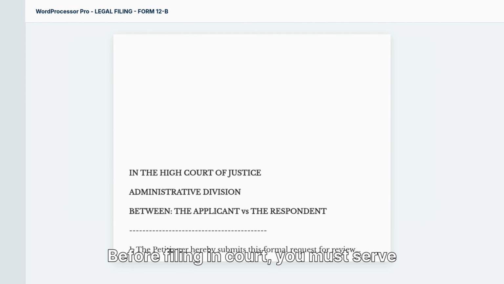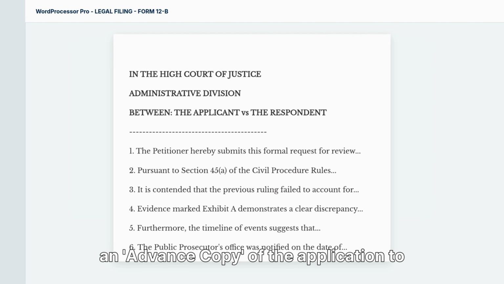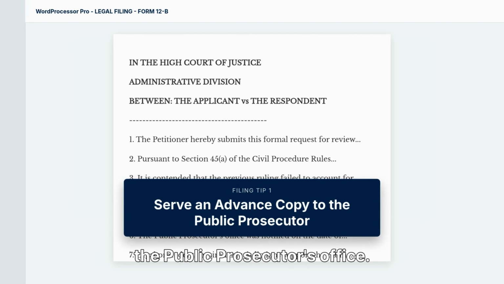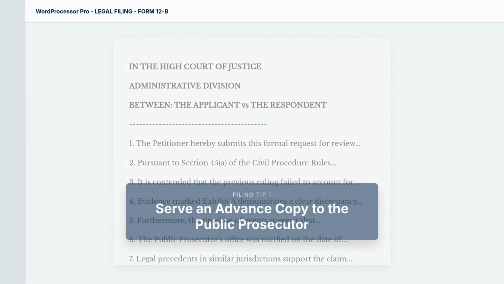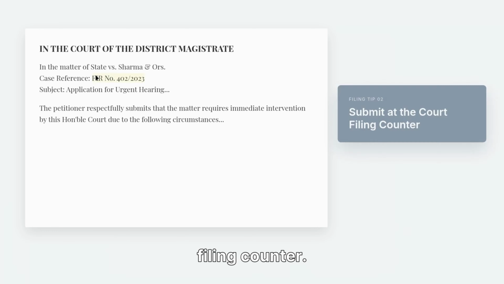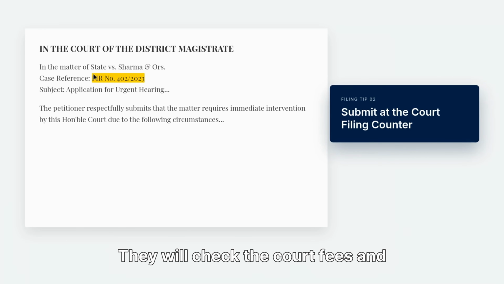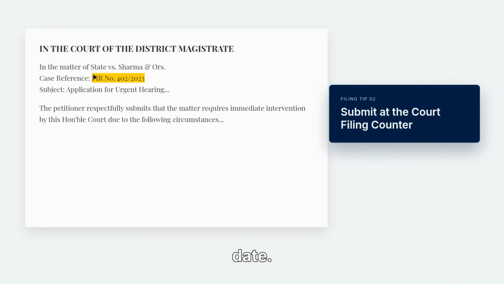Before filing in court, you must serve an advance copy of the application to the public prosecutor's office. Keep the receiving receipt. Take your complete set to the court's filing counter. They will check the court fees and assign a diary number or a hearing date.